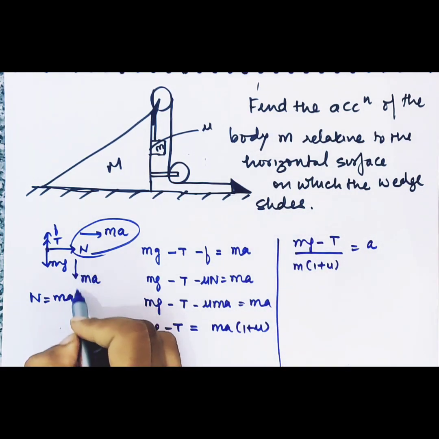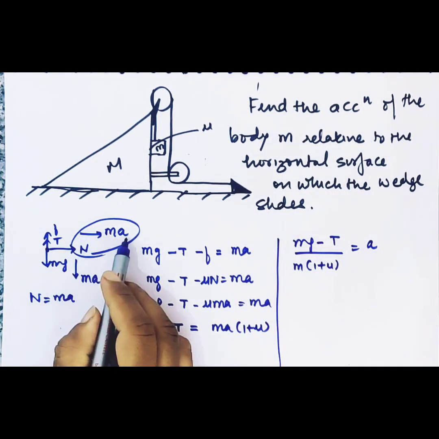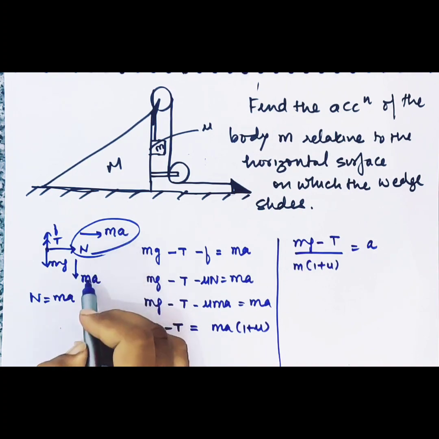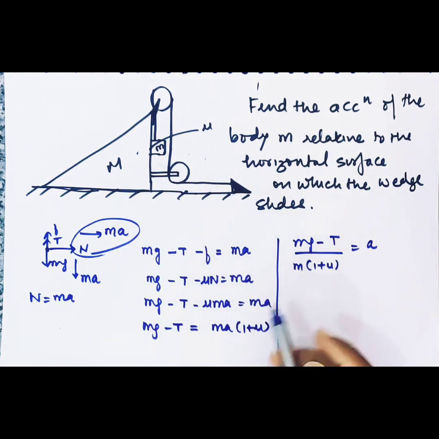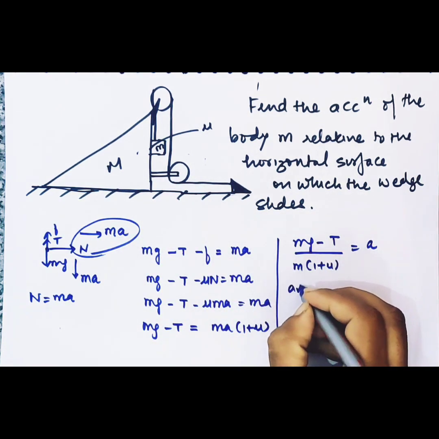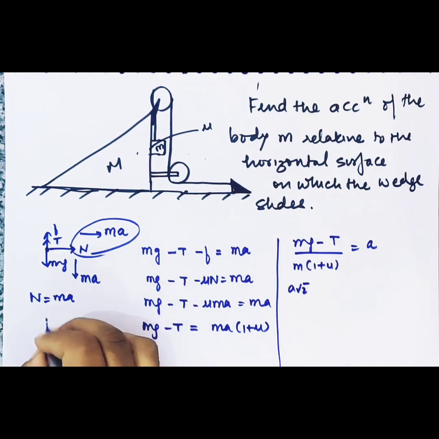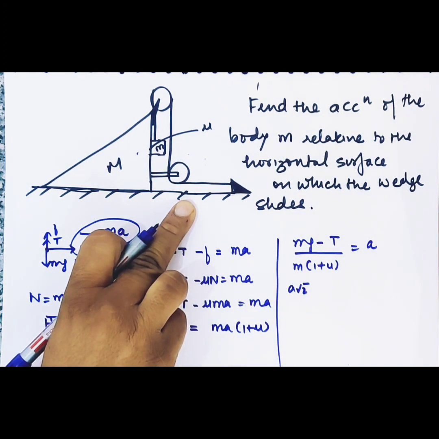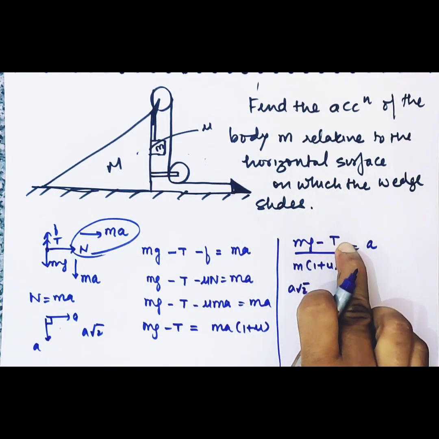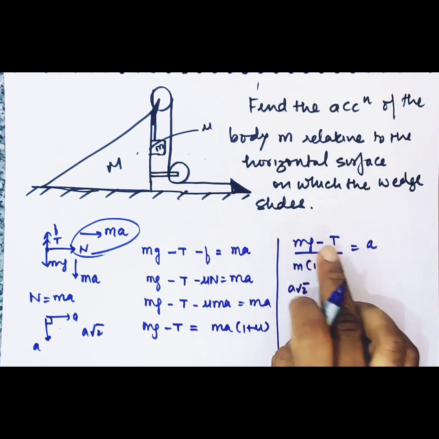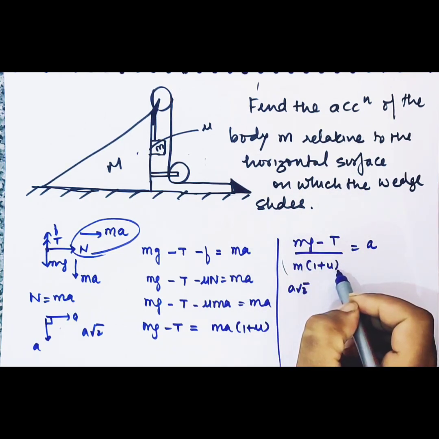Since it is falling down as well as moving right with the same acceleration, because the two blocks are connected to the same string, they cannot have different accelerations. So the final answer would be a root 2, because they are perpendicular to each other. This is a, this is a. We get a root 2 as the net acceleration, which we have to give with respect to the ground. So once we find the value for T, we can get the answer. Just multiply this entire function by root 2.